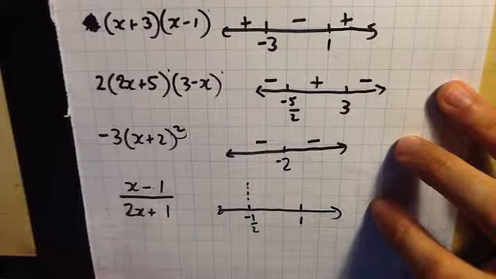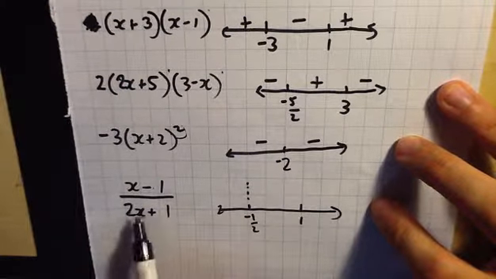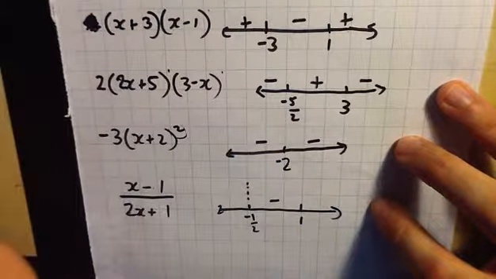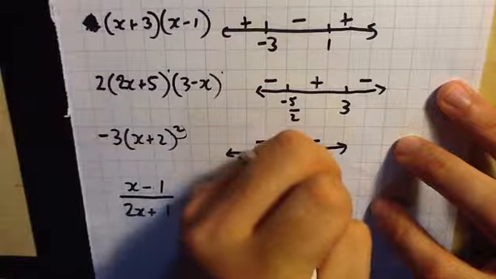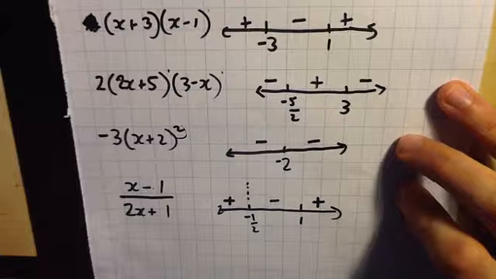So they're my two critical values. I now need to sub in. Let's sub in 0 because that's between negative a half and 1. If I subbed in 0, it's negative 1 on 1, so that's a negative answer, okay? I know that the signs are going to change. And so there is my sign diagram.